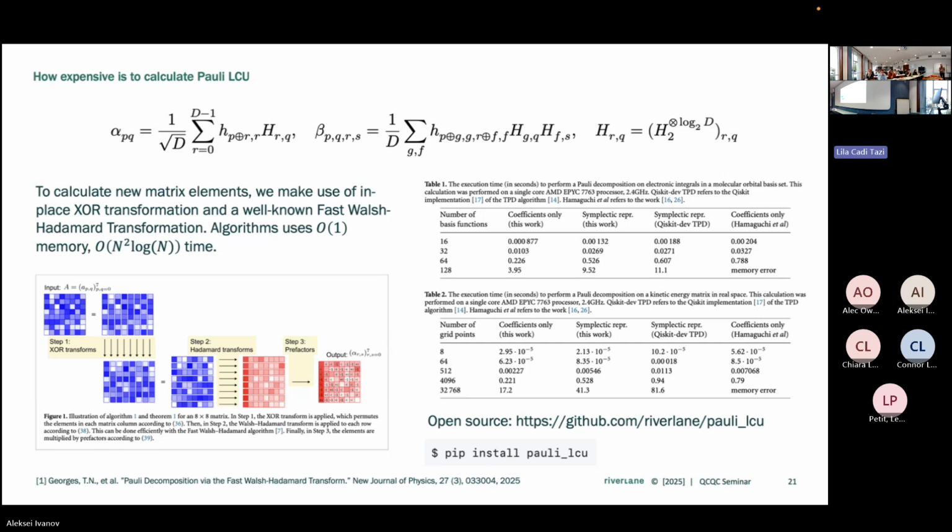Then here are some examples. For example, if you consider a real space representation with 32,000 basis functions, all these coefficients can be calculated in 17 seconds. So it's quite fast. And we have an open source package which you can try and easily install, so this is really available. Just to mention, you can use it not just for chemical Hamiltonians. If you just have a matrix and need an LCU decomposition of it, you can use this equation.